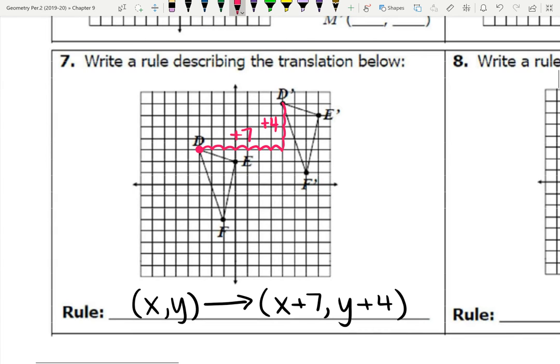Now, just to be certain here, I should count each of my vertices. For example, F and F prime should still be 7 spaces to the right and 4 spaces up. 1, 2, 3, 4, 5, 6, 7, and 1, 2, 3, 4. Right? So no matter which point I chose, it still would have been 7 spaces to the right and 4 spaces up. Okay? All right. So there we go.